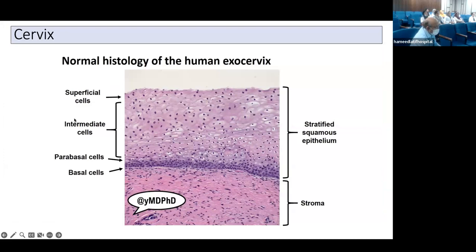Now, this is in the external os area. This is the stroma here. This is the basal layer, parabasal cells, and this is the intermediate cellular layer, and this is the superficial layer. When you take a cervical smear, the adequacy of the smear is denoted by a report from the histopathologist when he says that there are superficial squamous cells and also intermediate cells. So if you have that report, that would mean that the specimen was adequate for cervical cytology. So that is the significance of these intermediate cells and superficial cells, right?